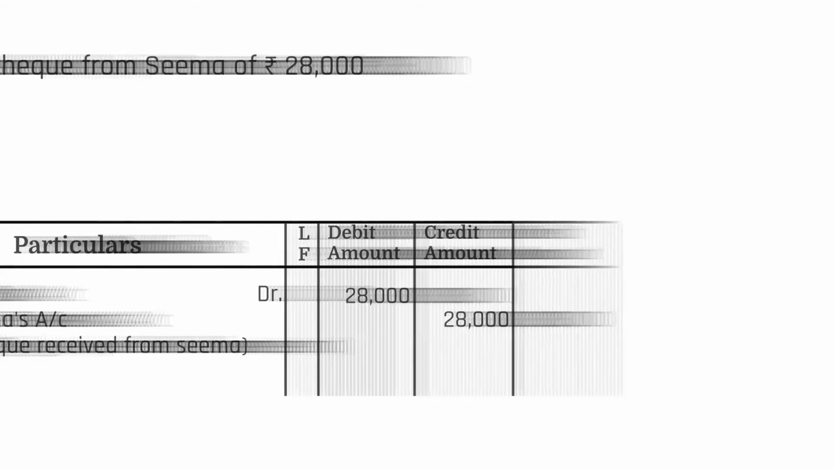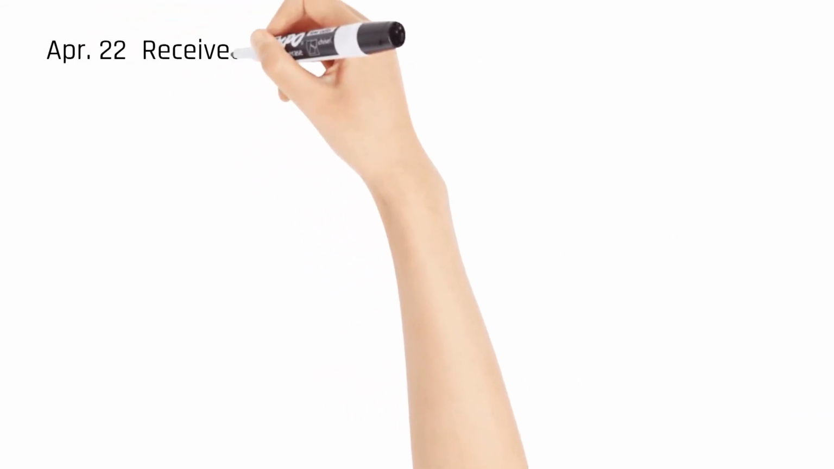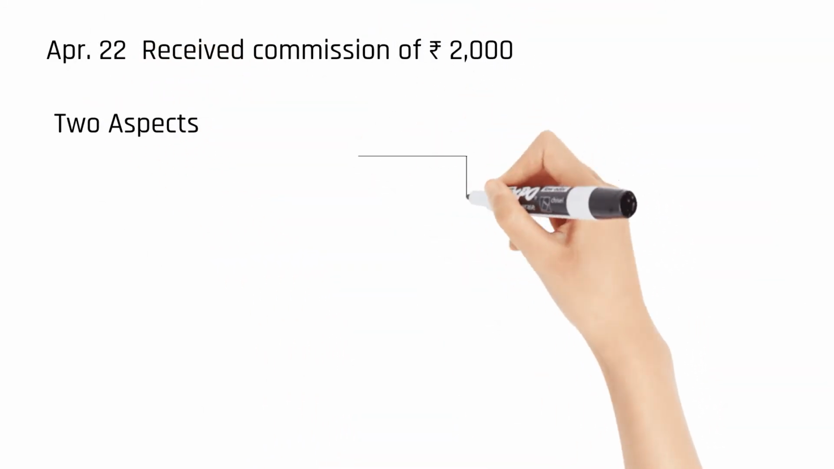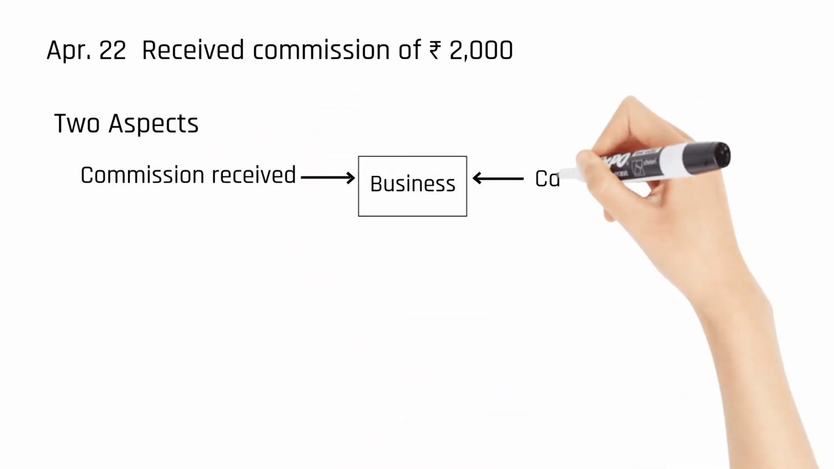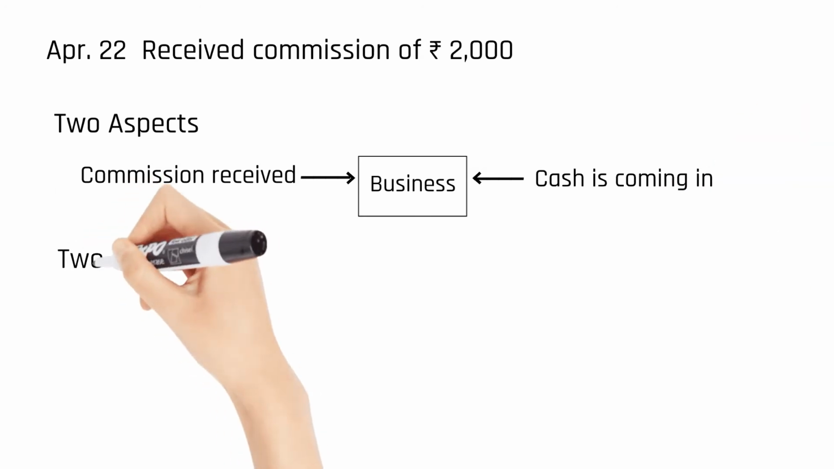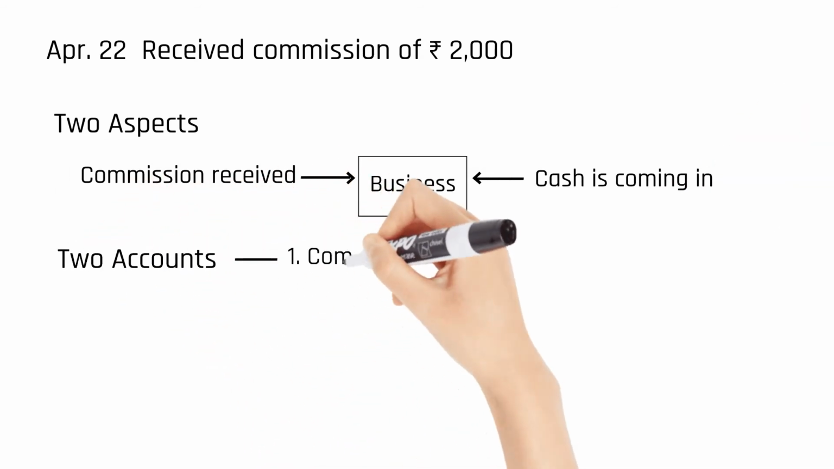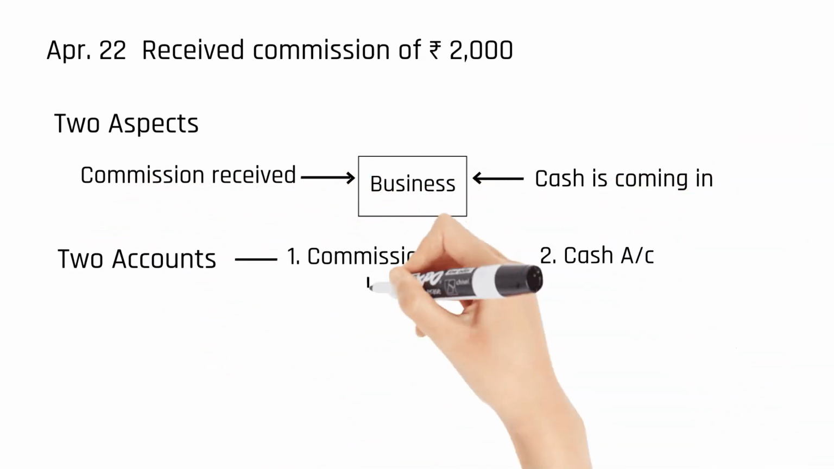On April 22, received commission of Rs 2,000. The business is receiving commission, and since it is received, cash is coming in. Two accounts affected are the commission account and the cash account. Commission is an income, so a nominal account, and cash is an asset, so a real account.